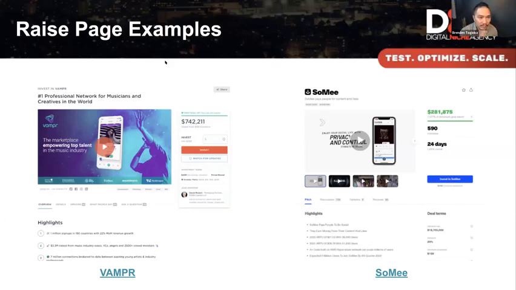Yeah, so these are two companies that we're working on. I can just start with Vamper. It's the number one professional network for musicians and creatives in the world. So it's connecting musicians with other people in the industry and things like that. It's really empowering them, helping them get paid for their work.